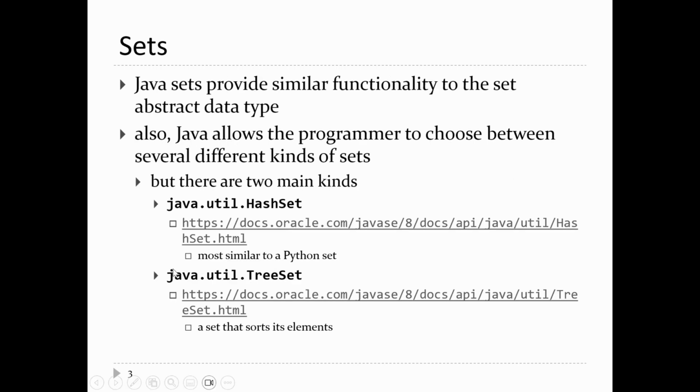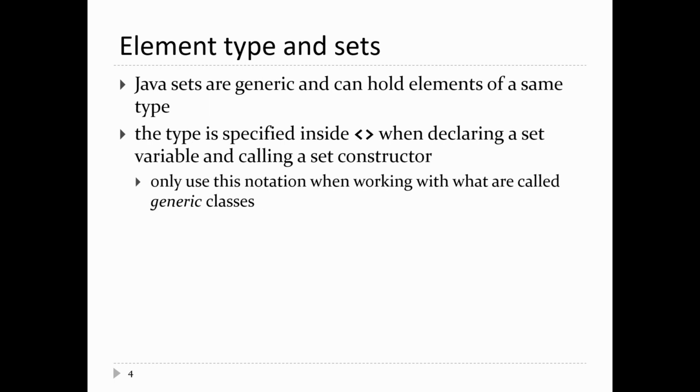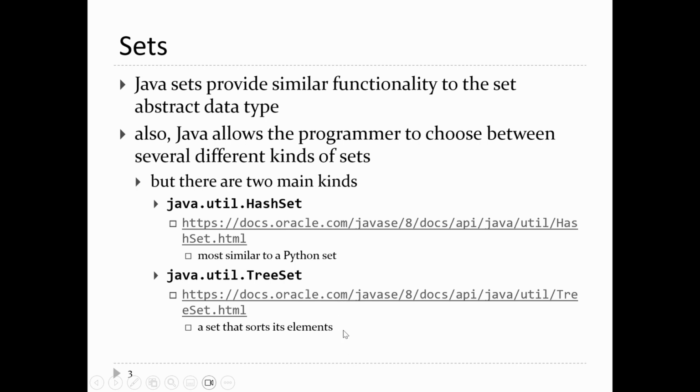In Java, if you want a set, normally you pick between one of three. There's something called a hash set. That's the one that's most similar to a Python set if you've used one in Python. You can also choose to use a tree set. A tree set is a kind of set that sorts its elements in sorted order. So if you have a tree set of words, then you know that the words are all in sorted order. The third one is a linked hash set. We'll get to that in a little bit.